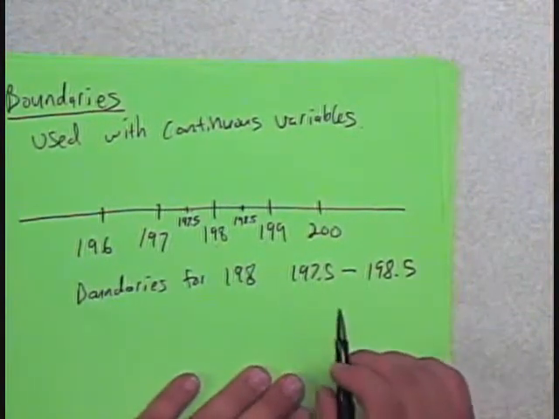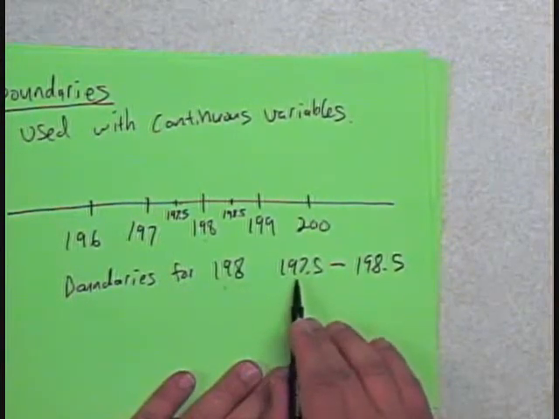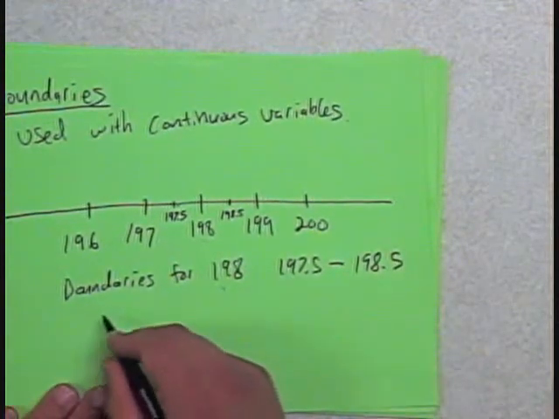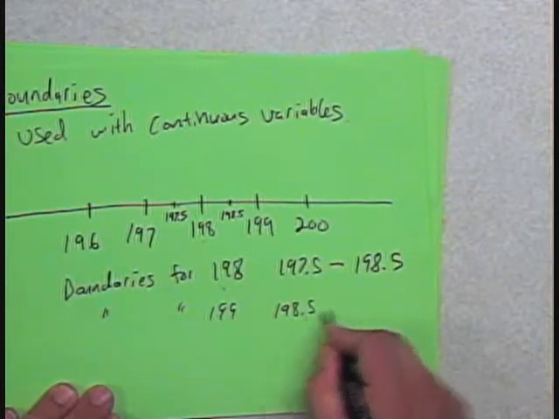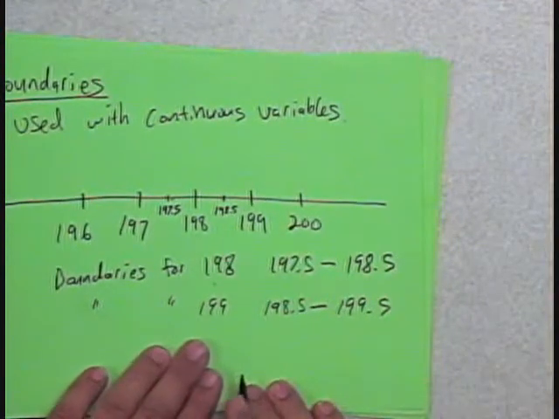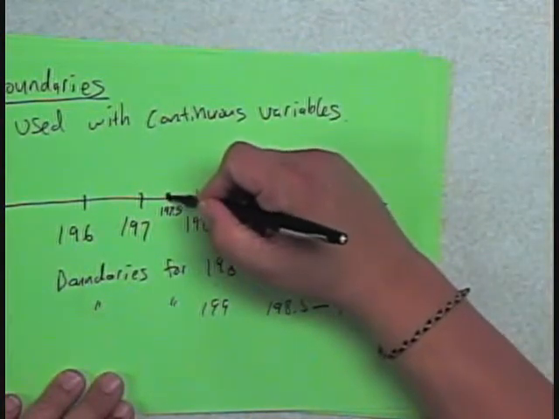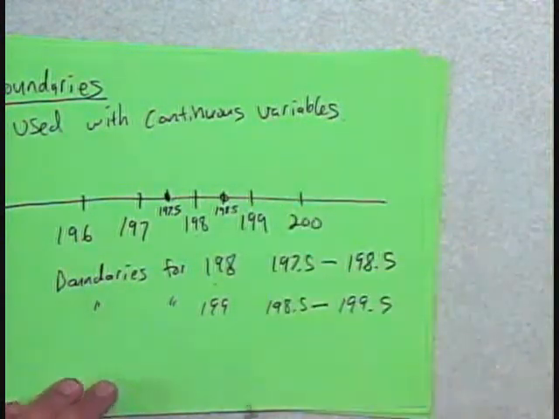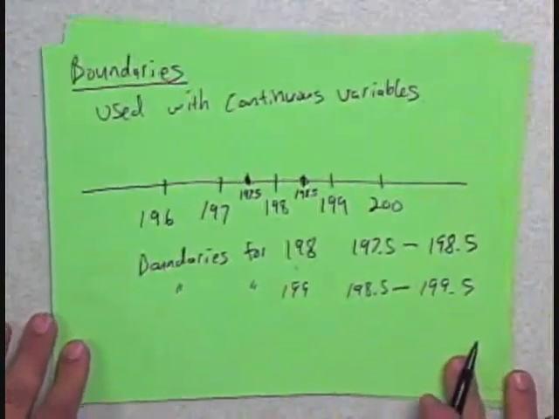Okay, and to be more specific, what I would say here is the boundaries for 198 is 197.5 all the way up to, but not including, 198.5. And then the boundaries for 199 would be 198.5 all the way up to, but not including, 199.5. So these would be the boundaries for 199. So the idea is the boundary here for 198 would include the 197.5, but it would not include the upper boundary. So it'd be 197.5 all the way up to, but not including, 198.5.